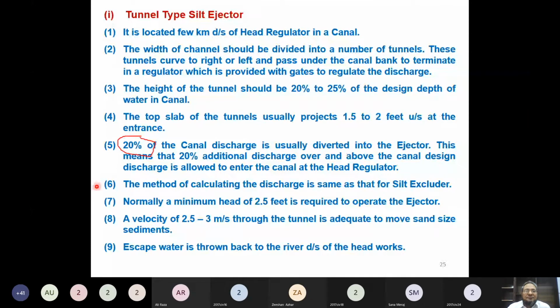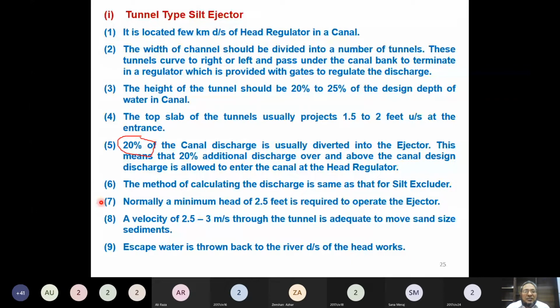Number six. The method of calculating the discharge is same as that for silt excluder, because these are tunnels. And what was the formula to compute the discharge? Q is equal to CA root of 2GH. Okay, where C is the coefficient of discharge, and we have one equation to compute the coefficient of discharge that we discussed in the previous lecture.